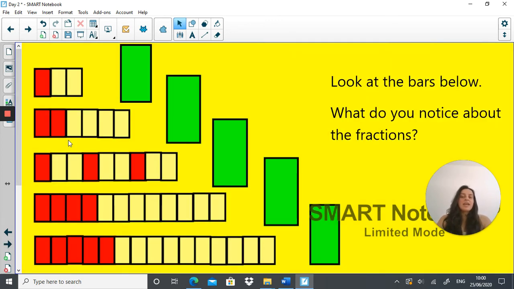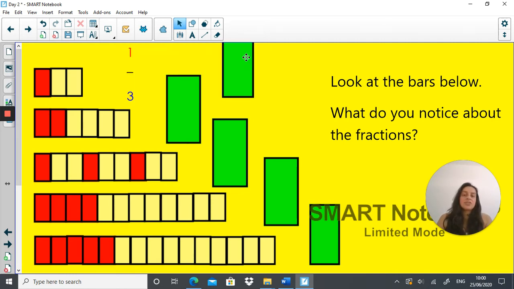Right, so let's look at these bars here. What do you notice about the fraction? So take your time, look at these bars. What do you notice about the fraction? I think what would help is if for each bar you wrote down what the fraction is. So write down which fraction each bar shows. Pause the video and have a go at that.